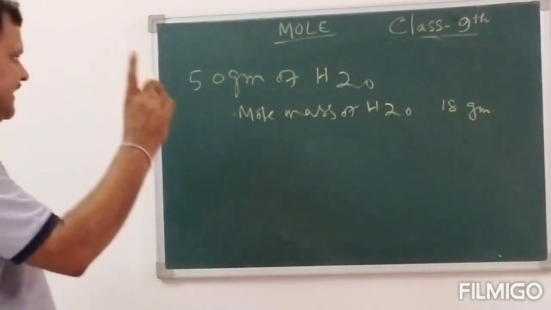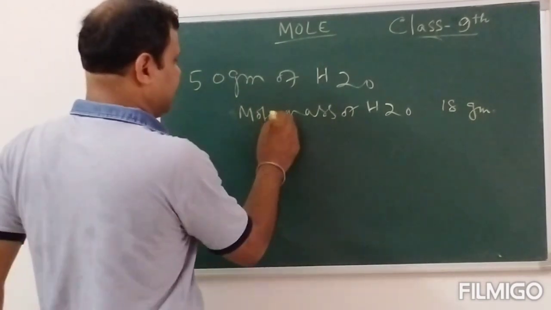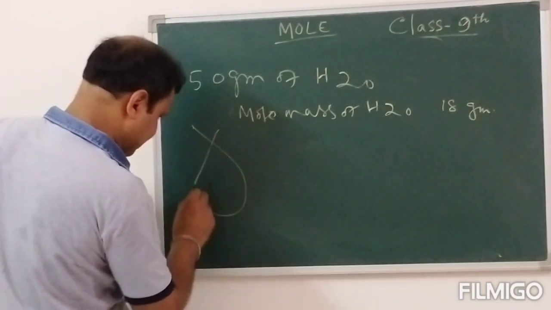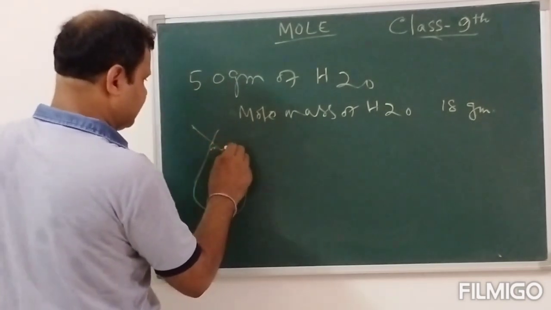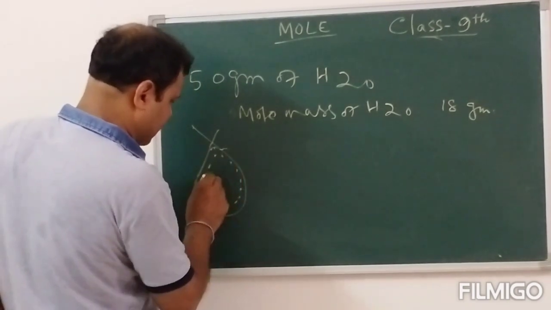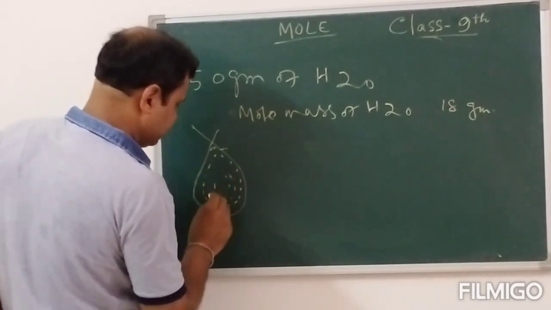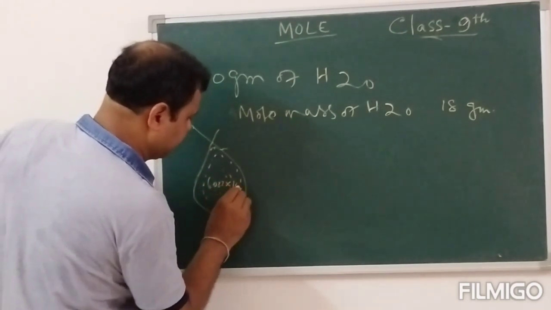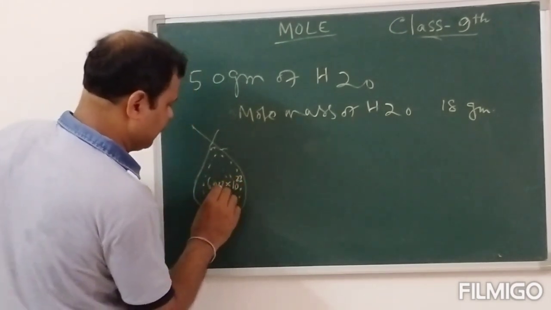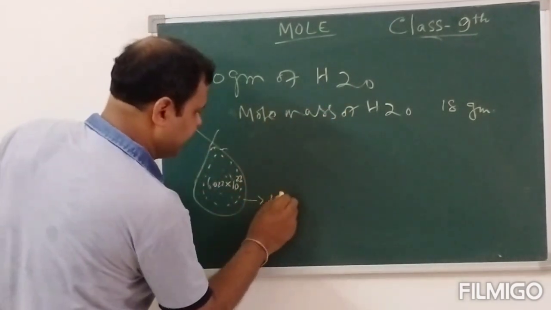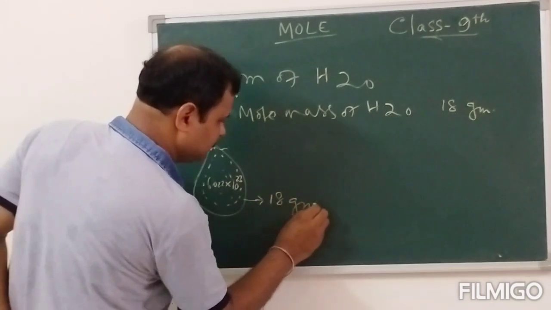Now 1 mole of water is 18 grams. Consider that a mole is nothing but a bag. You just consider this is a bag like this. In Hindi you sometimes call it a potli. So it has the Avogadro number of particles, water molecules. This is 6.022 into 10 to the power 23 particles of water. Its weight is 18 grams.